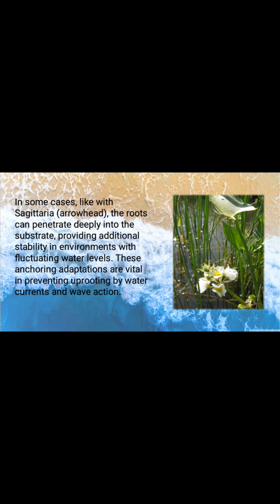In some plants like Sagittaria, also known as arrowhead, the roots can penetrate deeply into the substrate, ensuring stability even in fluctuating water levels. This is critical for preventing uprooting due to wave action or currents. Now that we covered anchoring, let's talk about how these plants ensure they get enough light. John Kenneth will explain leaf adaptation for buoyancy and light capture.